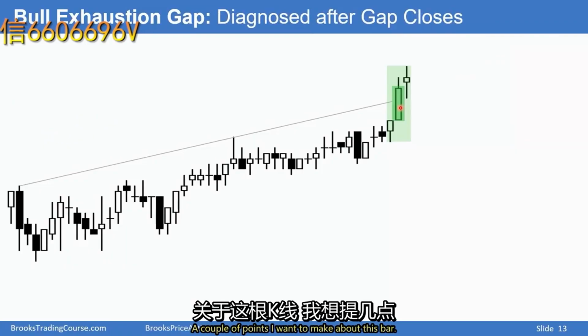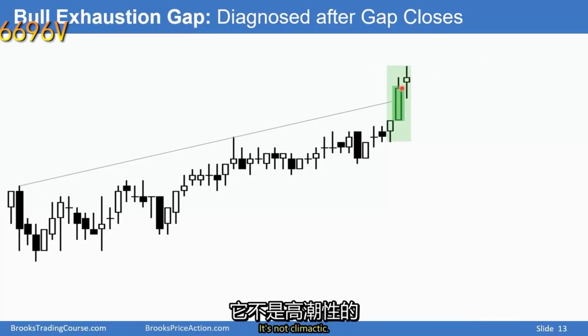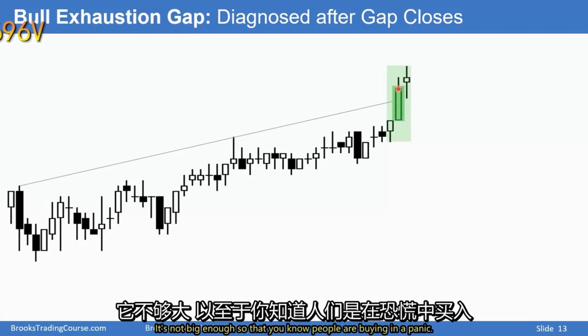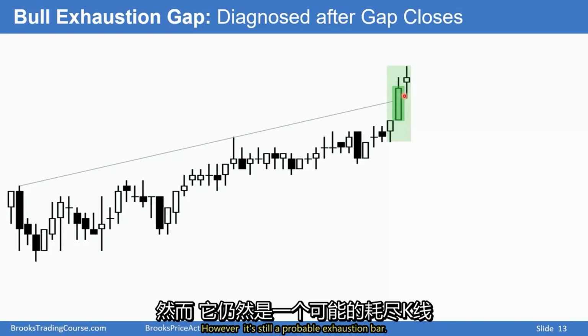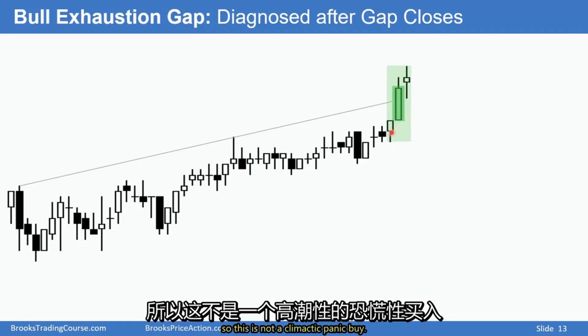A couple points I want to make about this bar. First, it's the biggest bull bar in the bull trend, but it's not especially big. It's not climactic. It's not big enough so that you know people are buying in a panic. However, it's still a probable exhaustion bar. In addition, it has a big tail on its top. So this is not a climactic panic buy.